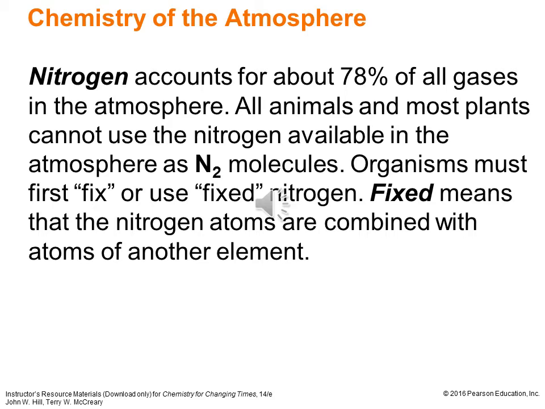So as we said on the previous slide, nitrogen accounts for about 78% of all gases in the atmosphere down at the troposphere. The animals and most plants can't use that nitrogen as N2 molecules. We rely on a few key organisms that can fix or use fixed nitrogen. And when we say fixed or to fix nitrogen, we mean that those nitrogen atoms from the N2 molecules can be, first of all, the bonds broken and new bonds formed to combine with atoms of other elements. So nitrogen fixing bacteria, for instance.